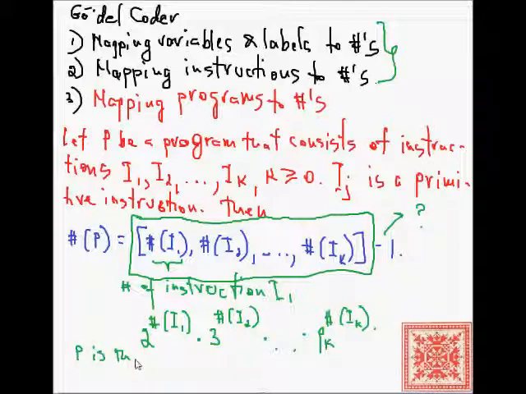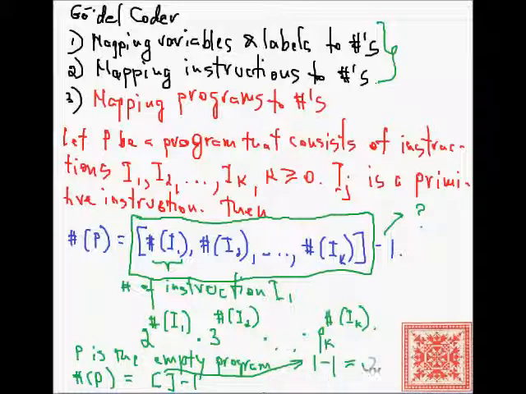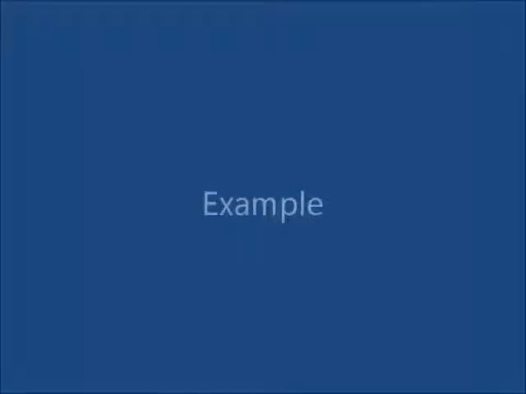So y minus 1, right? Well, because if p is the empty program, in other words, k is equal to 0, the number of instructions is equal to 0, then the corresponding Gödel number for the empty instruction sequence is this empty Gödel number. And by definition, it's equal to 1. We reviewed this fact at the beginning of this screencast, and 1 minus 1 is equal to 0. So the number of the empty program is equal to 0, which makes logical sense.